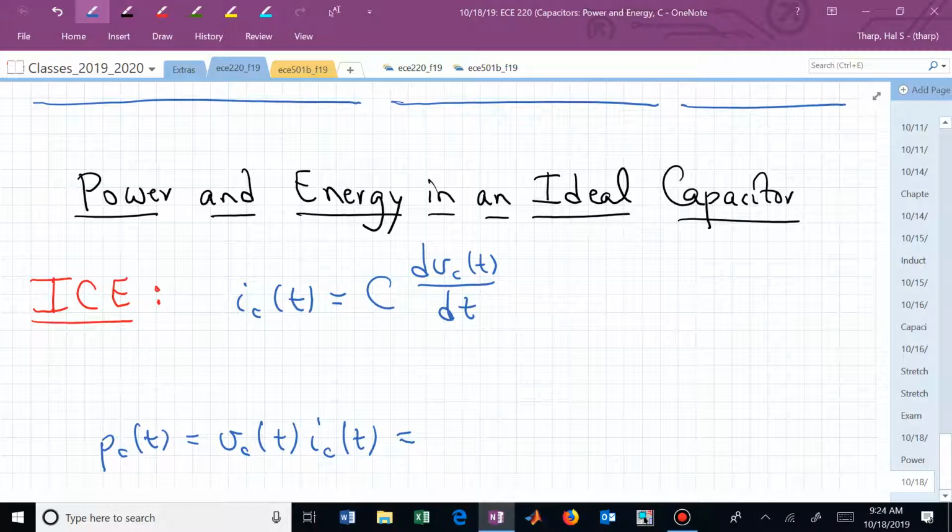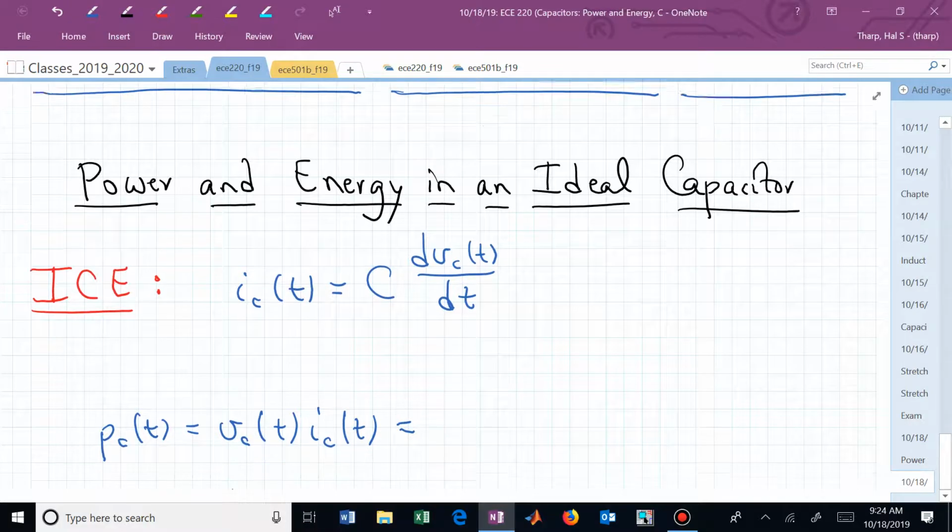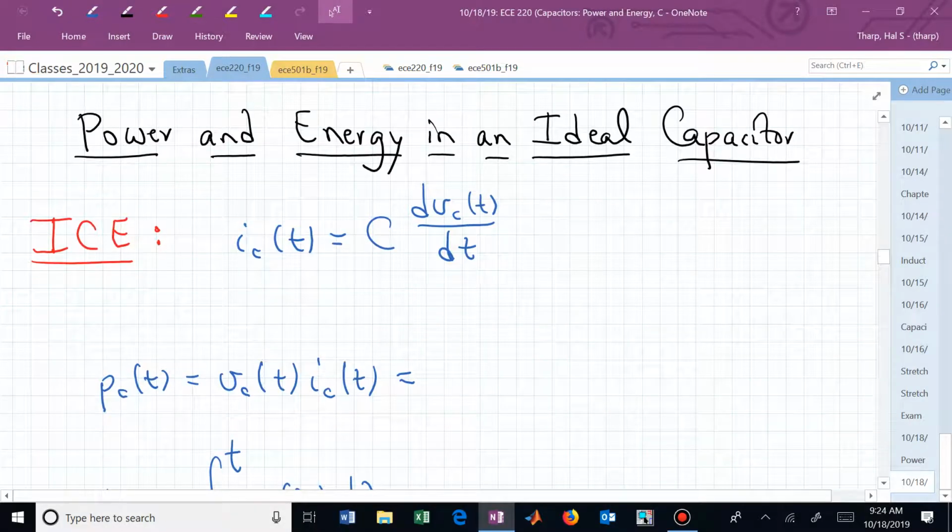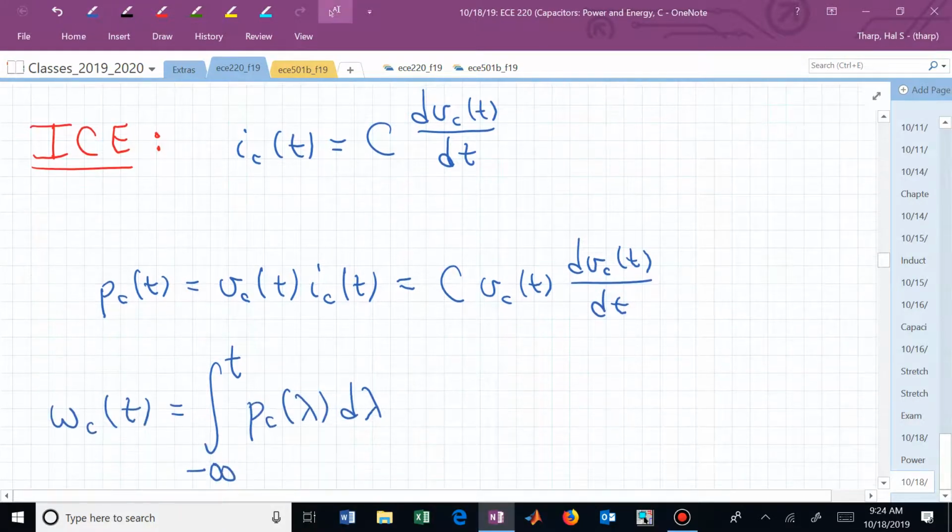Power is the product of I and V, or V and I. V, let's just leave alone. I sub C, let's replace that with this voltage expression, and then combining that, pulling the C out in front, we have C, V sub C of t, dV sub C of t, dt. And that might be helpful when we want to integrate power. Now it's just in terms of this one variable, voltage.